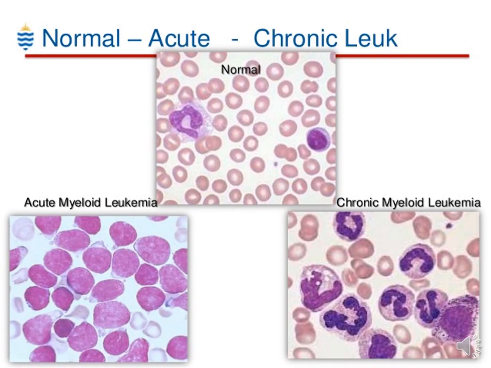In this slide, you see there are three pictures. One is a normal peripheral blood smear. Another one is a peripheral blood smear of acute myeloid leukemia, and the last one is a picture of chronic myeloid leukemia. So by seeing these pictures, you can understand up to a certain level how the different peripheral blood smears look.